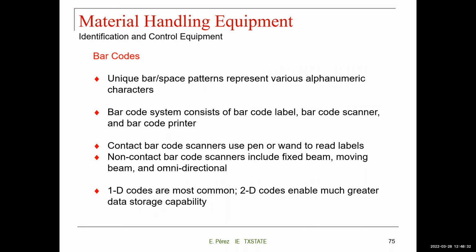So barcodes, these are like giving a name to a specific product. It could be the product, or the position in the storage for the product. It could also be the expiration date, so you can have multiple pieces of information about the product associated with this barcode. To represent values of alphanumeric characters, a barcode system consists of a bar label, a barcode scanner, and a barcode printer. For example, if you have a card, you have this number.